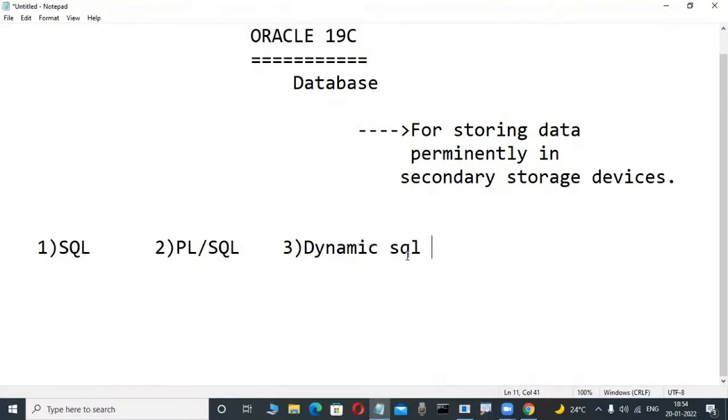SQL is a common one, but syntaxes are different and also functions are different. Already I'm telling you.